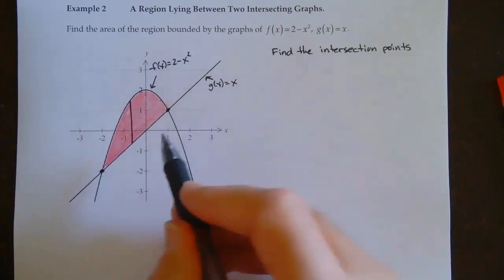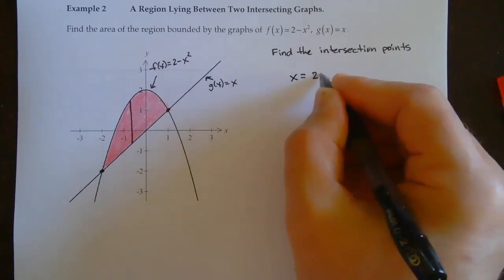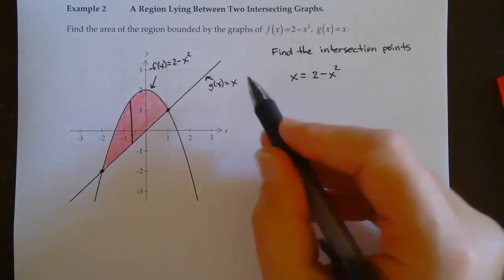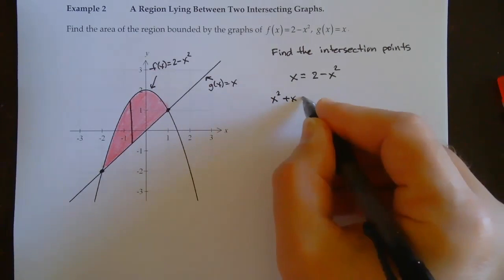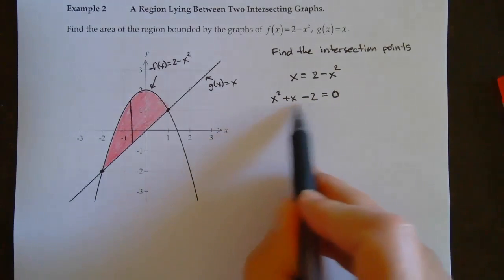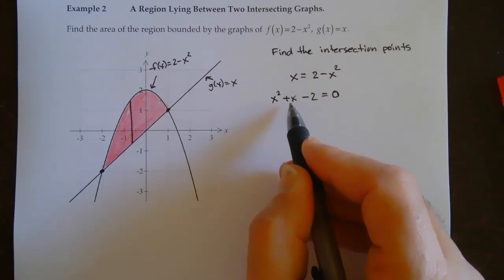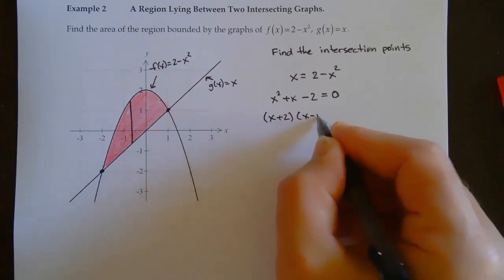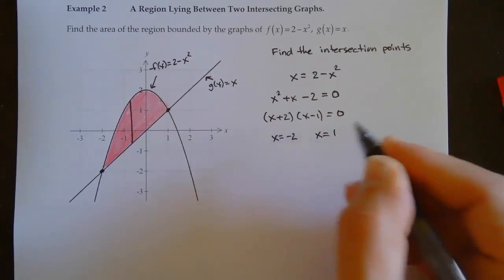The way we do that is we set these 2 functions equal to each other. So x is equal to 2 minus x squared. How do you solve this? Because it's a quadratic, you move everything to one side. So we have x squared plus x, and when we move the 2 over, minus 2 is equal to 0. Then we factor this. 2 numbers that multiply to give you -2 and add to give you 1 would be +2 and -1. So this factors into x plus 2 times x minus 1 equals 0, and that means x is equal to -2 and x is equal to 1, which makes sense.